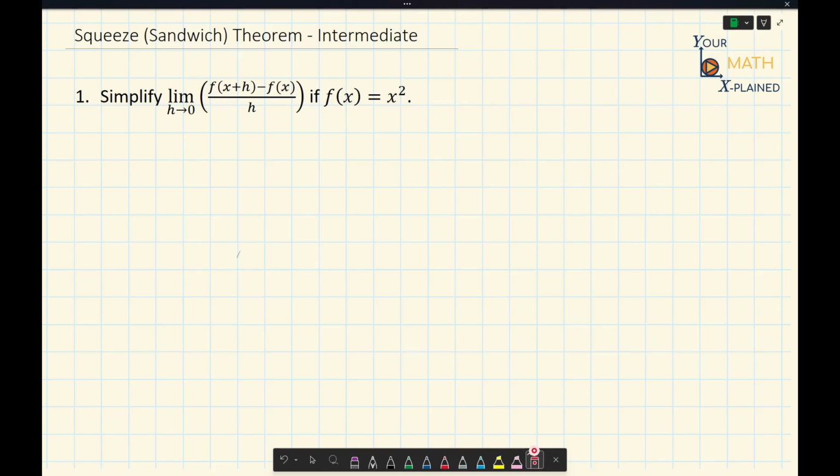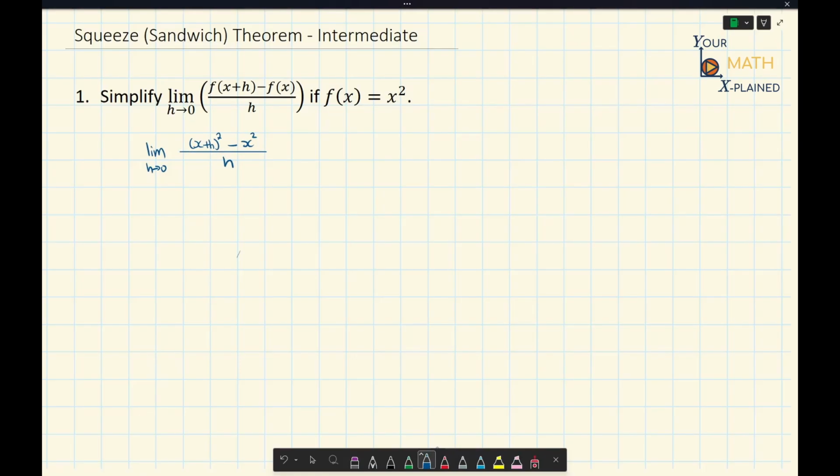For our first exercise, we want to simplify this limit here. So we're given that our function f of x is equal to x squared. Now to do this, we're just going to substitute it in. So this is going to be the limit as h approaches 0 of, our numerator is f of x plus h minus f of x. So if f of x is x squared, then f of x plus h is going to be x plus h all squared. And then we're subtracting f of x, which is x squared, and this is all over h.